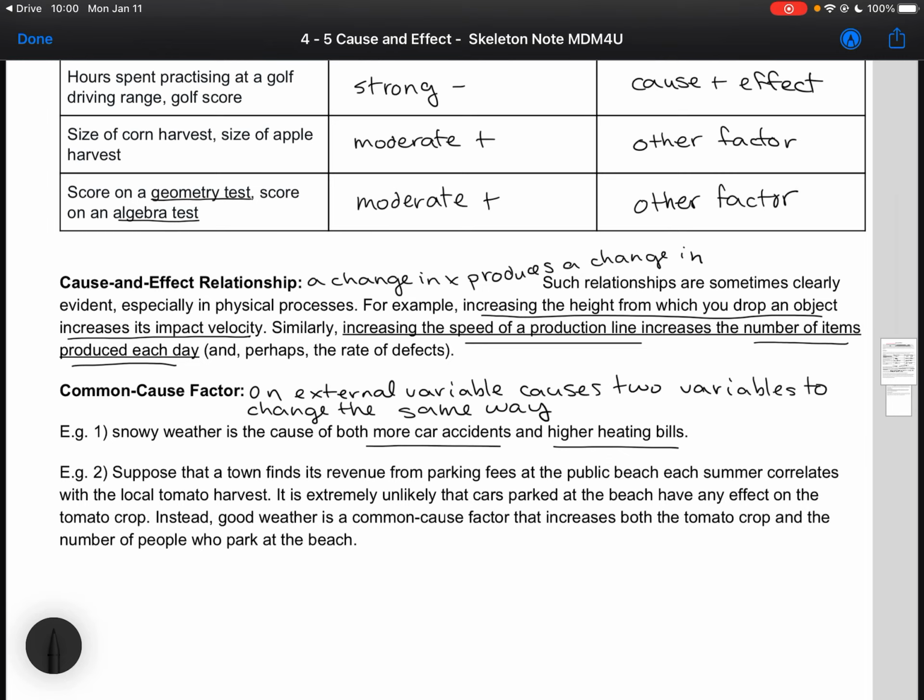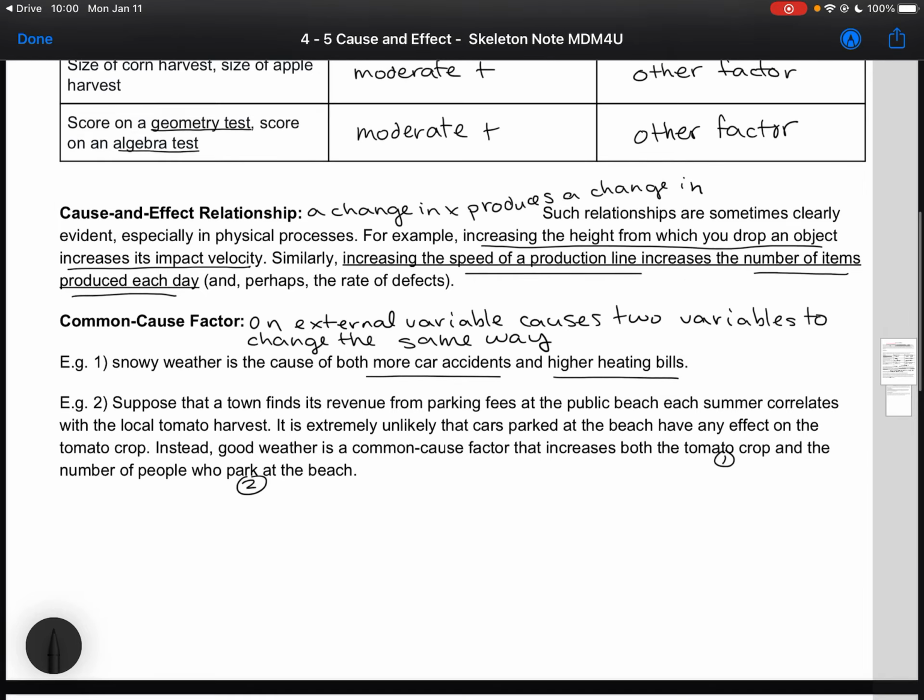And then the second one here is, suppose that a town finds its revenue from parking fees at the public beach each summer correlates with the local tomato harvest. It's probably unlikely that the cars at the beach have any effect on the tomato crop. Instead, the good weather is causing the tomatoes to grow well, and also causing an increase in the number of people that go to the beach.